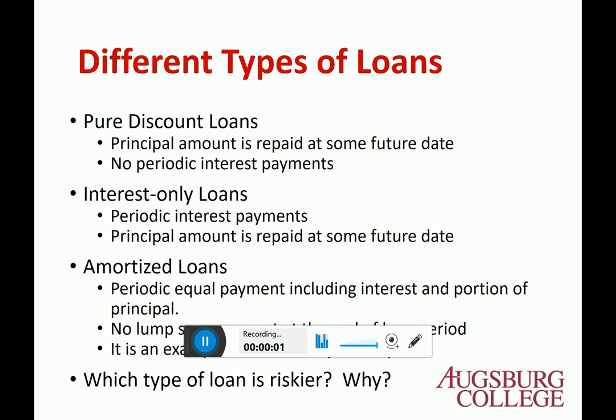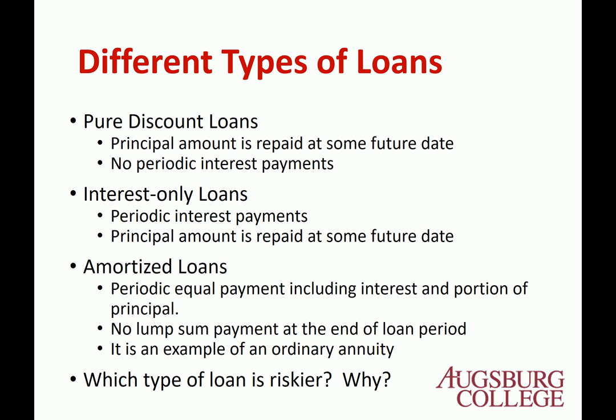Hi, now let's look at the different types of loans, which is the application of the annuity. There are three different types of loan here. The first one is the pure discount loan. A pure discount loan is one where the principal amount is repaid at some future date, but there are no interest payments.